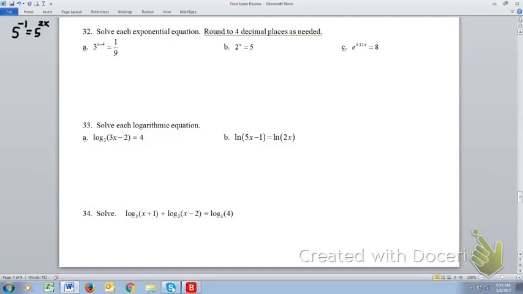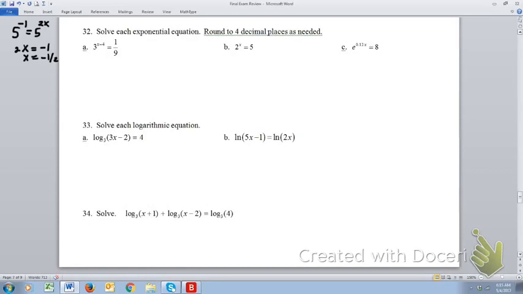Okay, in number 32, it says solve each exponential equation, round to 4 decimal places as needed. So I want to remind you, if you look here, we have 5 to the negative 1 power equals 5 to the 2x power. We learned that if we have the same base with two exponential expressions, and these two expressions are equal, then the exponents also have to be equal. So 2x must equal negative 1, so x equals negative a half.